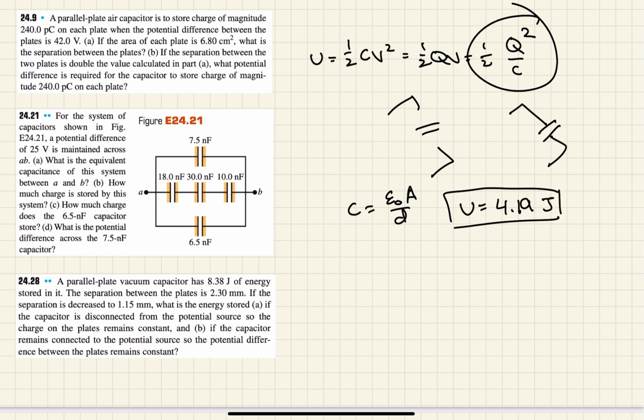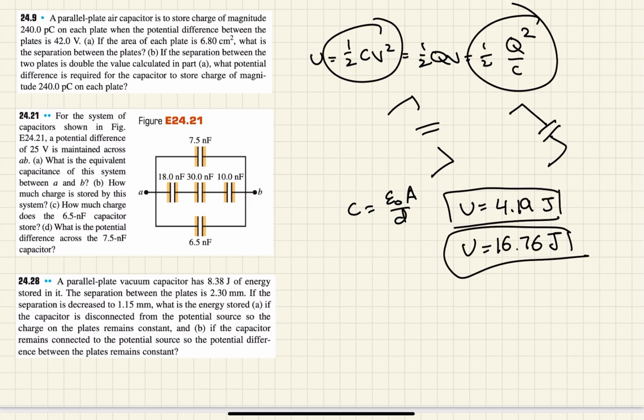Part B, if it's still connected, that means potential difference is constant, charge varies, and so we want to use this formula because we don't want charge at all in our equation. Here, voltage is the same, so that's constant. All we care about is C. How does C change? Well, again, C is doubled because distance is still halved. And so this time, potential energy doubles because it's directly proportional to C instead of inversely proportional. So it's 8.38 times 2, which is 16.76 joules, or 16.8, based on sig figs. So that's your answer.